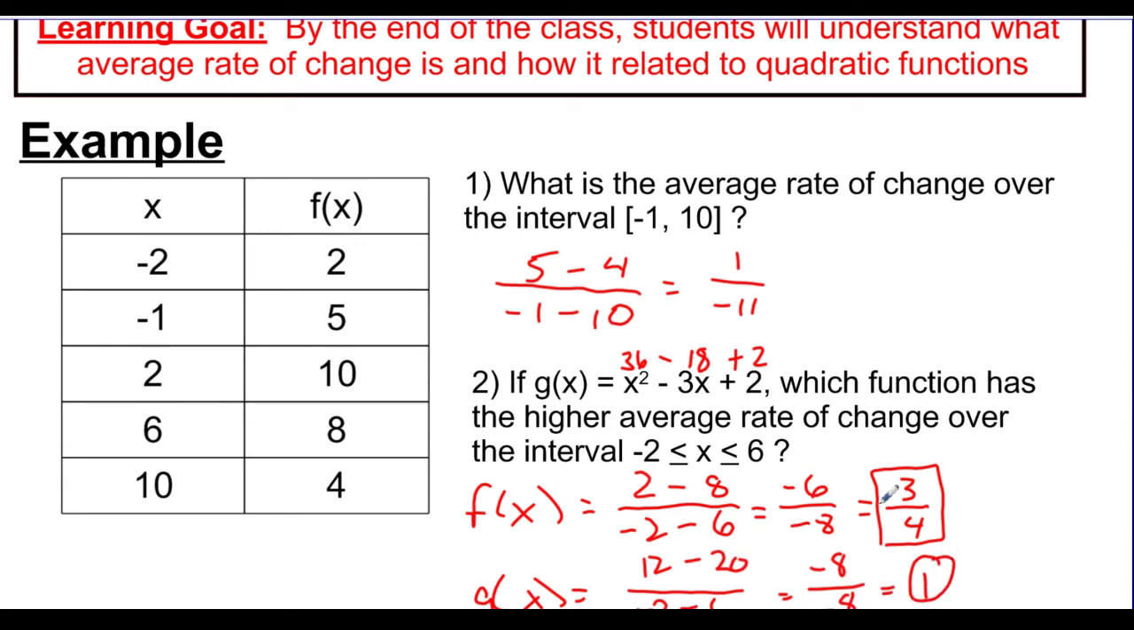Okay? So if I ask you which one has the higher average rate of change, in this case I'm going to say the one on the bottom. g of x's rate of change is 1, and that is bigger than 3/4. Okay? So let me make one more little side note, and then we have one more problem, and we are finished.